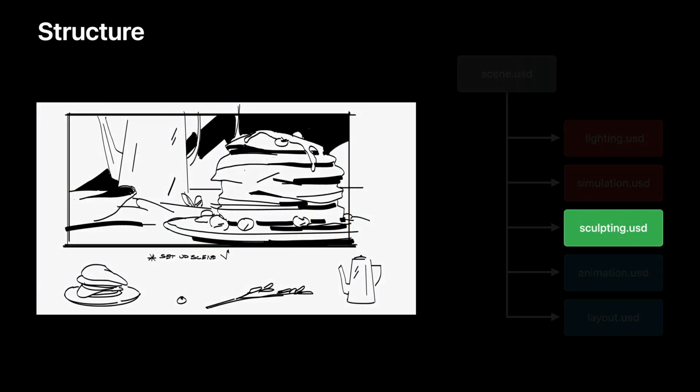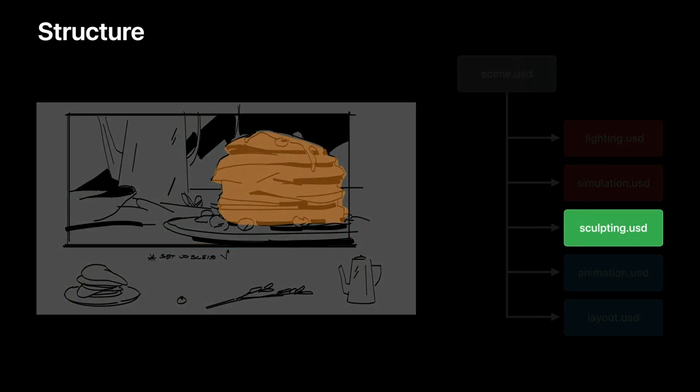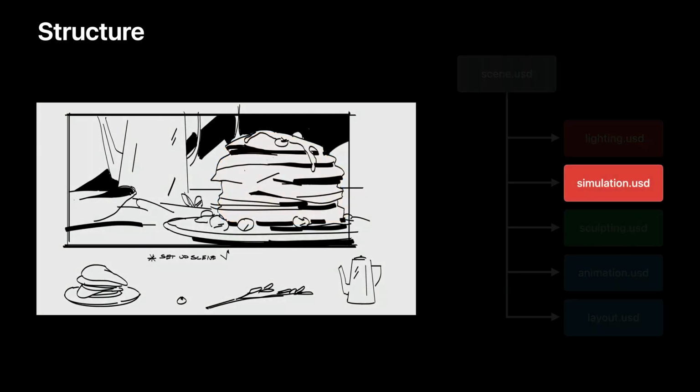To create the 3D model of the pancakes, we'll use object capture on our real pancakes. After we've captured the model, we'll use Pixelogic ZBrush to do some cleanup and make some enhancements. Here we've added a sculpting USD file to the scene where this data will live. Can't have pancakes without syrup.